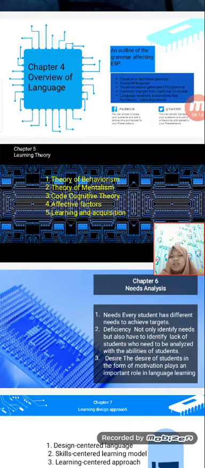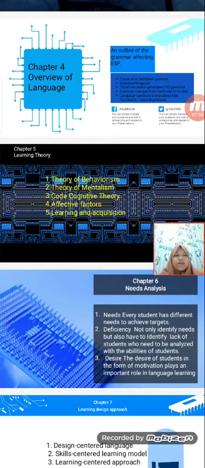There are some theories when we learn ESP. The first is theory of behaviorism. Theory of behaviorism is learning as habit formation. The second, theory of mentalism. Theory of mentalism is thinking as the rules. The third is cognitive theory. Cognitive theory is the point that learning must be thinking characters. The fourth is affective factors, or learning as emotional beings. And the last is learning and acquisition.